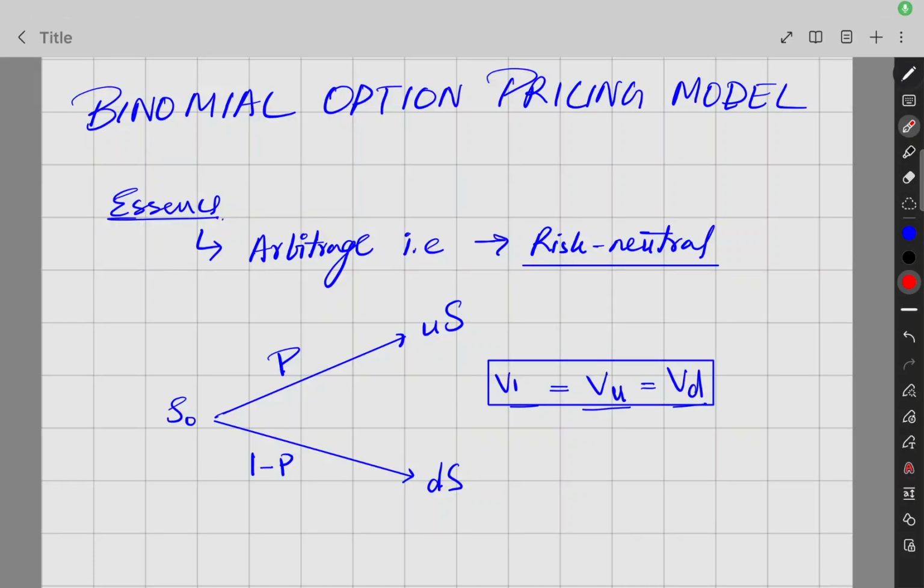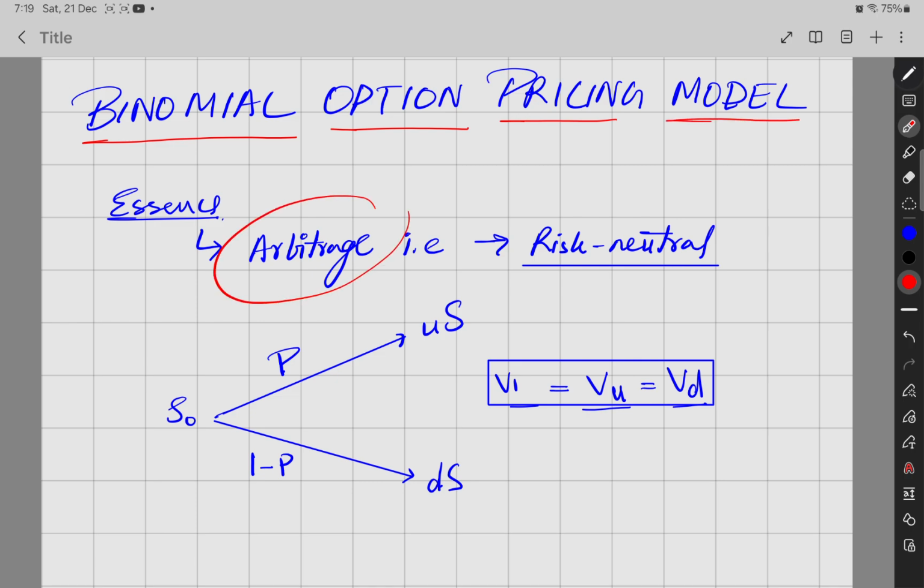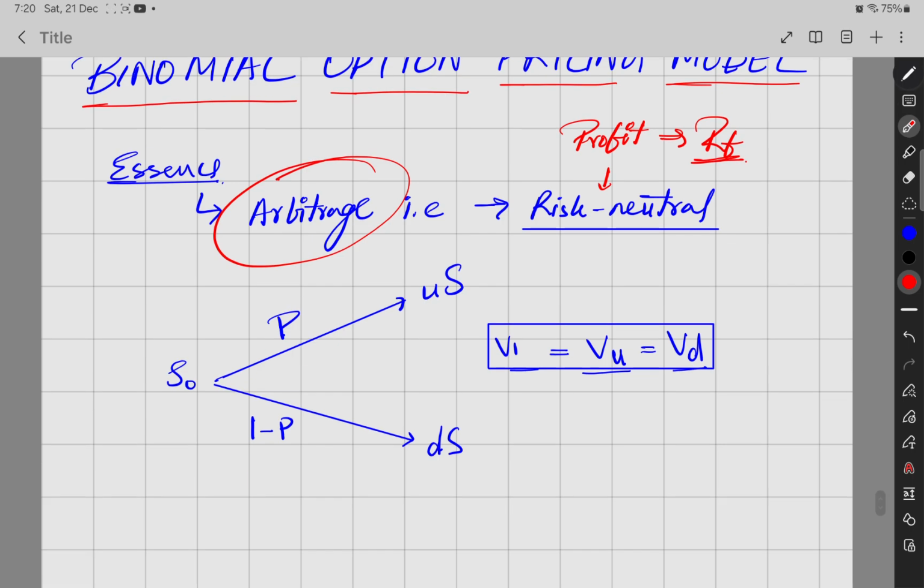Let's try to derive the binomial option pricing model. The essence of deriving this is in the arbitrage. Now, what do you mean by arbitrage? You make risk neutral profits. And what is a risk neutral profit? It is earning RF, that is the risk free rate, without having any such risk. And let's see how we do that.